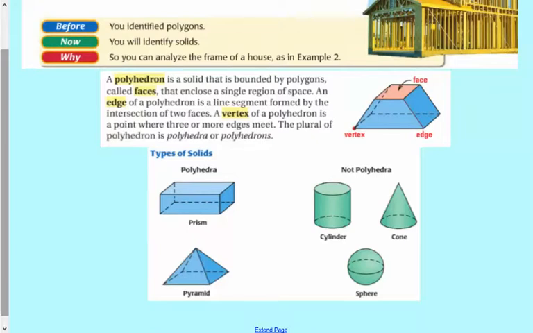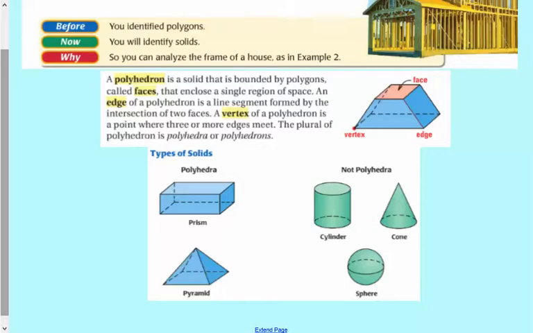So let's start with what a polyhedron is. It's a solid that's bounded by polygons. So we're going to basically be taking a bunch of polygons together and creating some shapes. We're actually going to study some other things such as cylinders, cones, and spheres, but those aren't polyhedra because they have circular or curved shapes, and that makes them not polygons, so they can't be polyhedron.